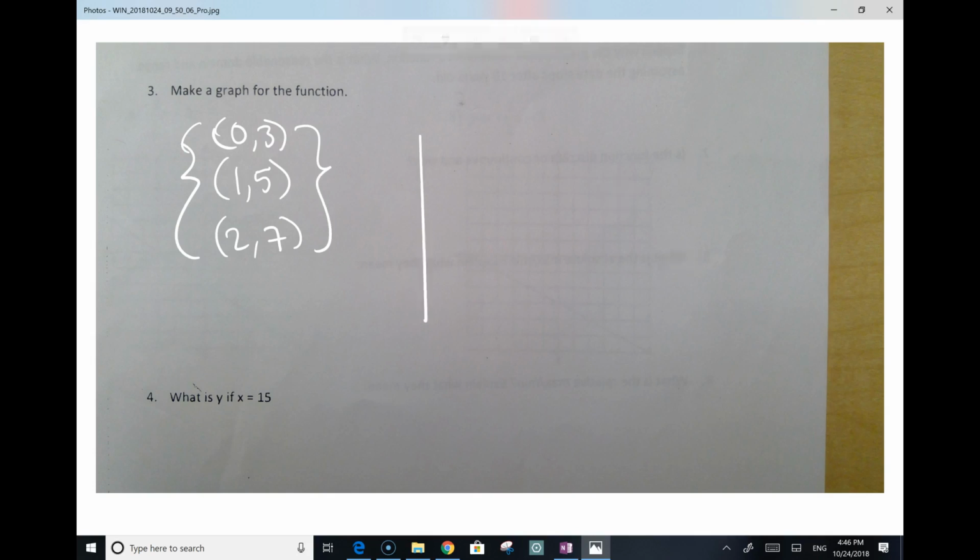So if I wanted to make a graph for this, then I would have to make my coordinate plane. This is my y-axis. This is my x-axis, and then I go ahead and start dividing it up. My highest output is 7, so 1, 2, 3, 4, 5, 6, 7. And my greatest input is just a 2, so 1, 2. So from this, here is roughly what the graph would look like. 0, 3 would be right here. 1, 5 would be up here, and then 2, 7 would be way at the top, over here.